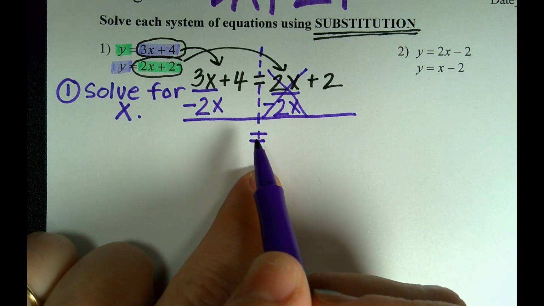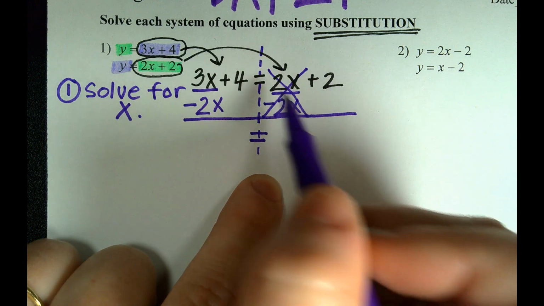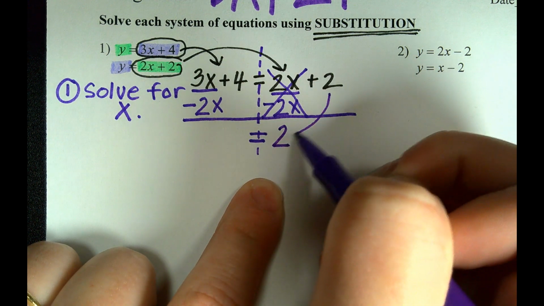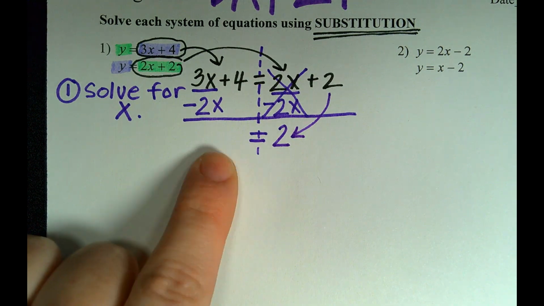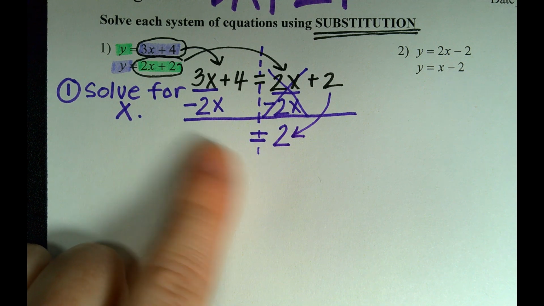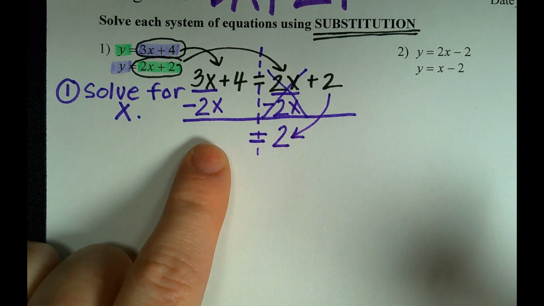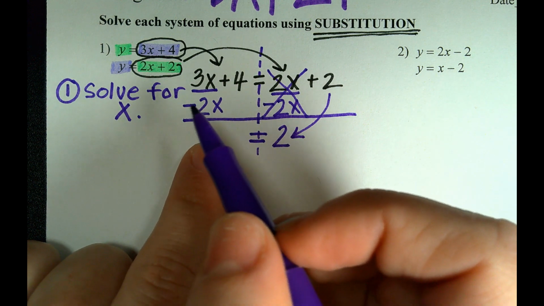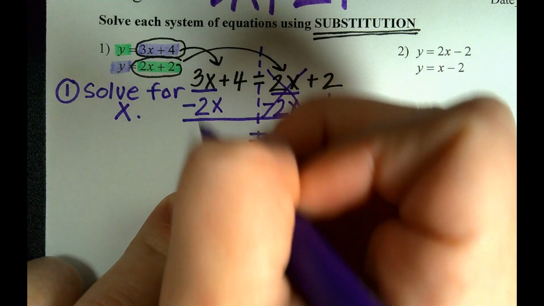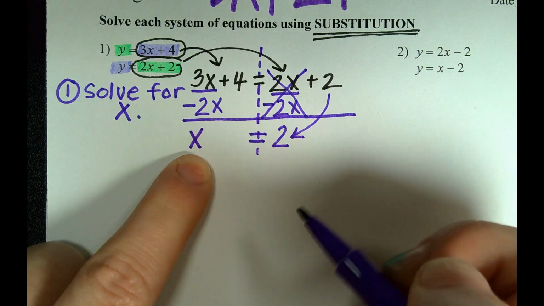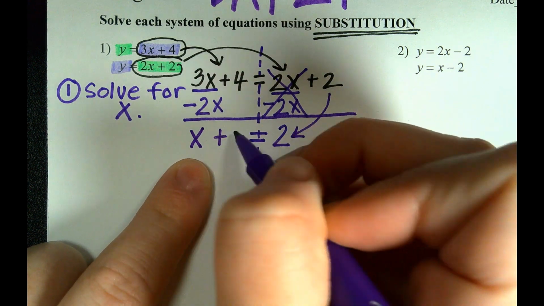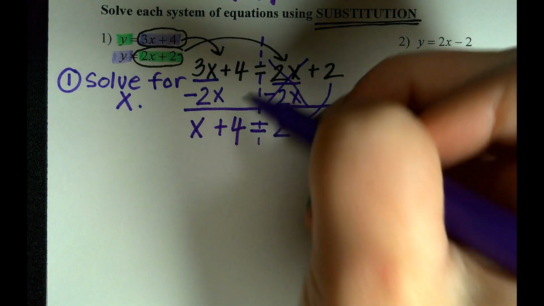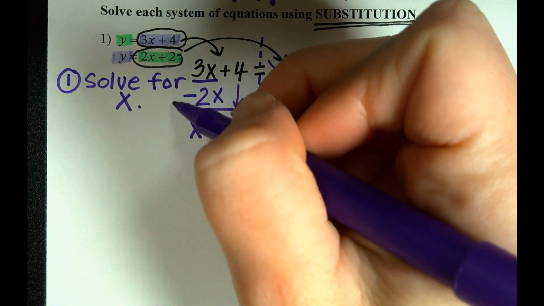So I have my equal sign. On this side, all I have left is 2. So I'm going to bring down that 2 here. What needs to be brought down on the left side? Yes, 3x minus 2x gives us 1x. So I'm just going to write x and then plus 4. So I brought everything down.